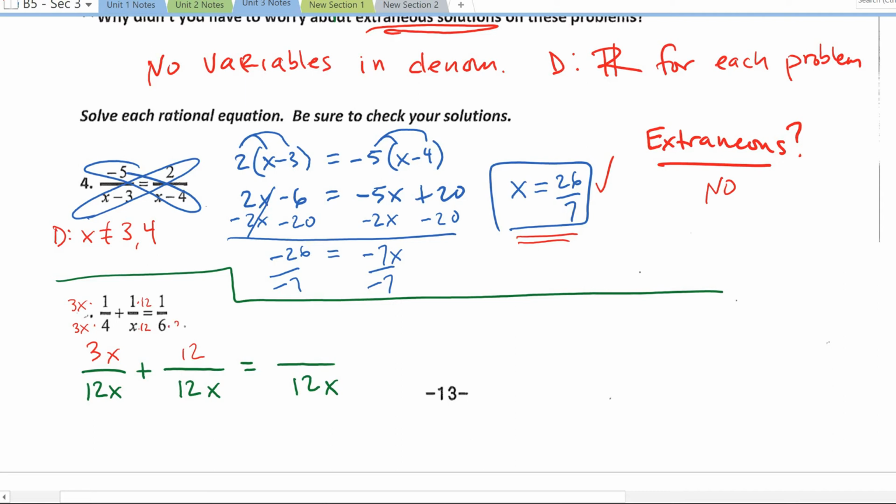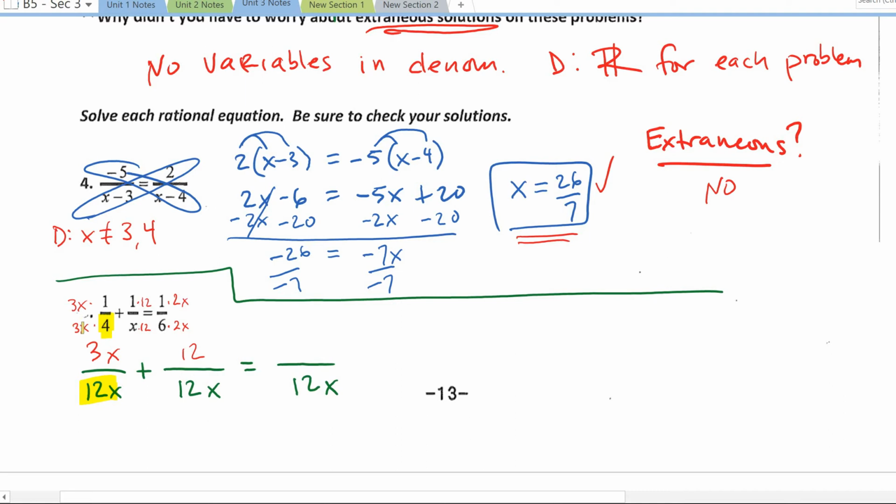1/6 needs to multiply by 2 and x. So the numerator needs to multiply by 2 and x. Now how do I determine what those things are that it needs? Remember that in my first fraction, I started with a 4. I had to change that 4 to a 12x. How do I get from 4 to 12x?